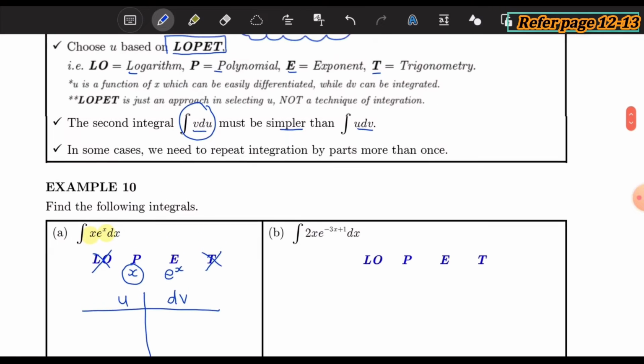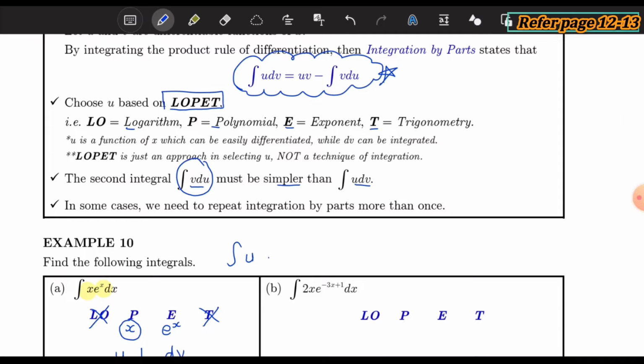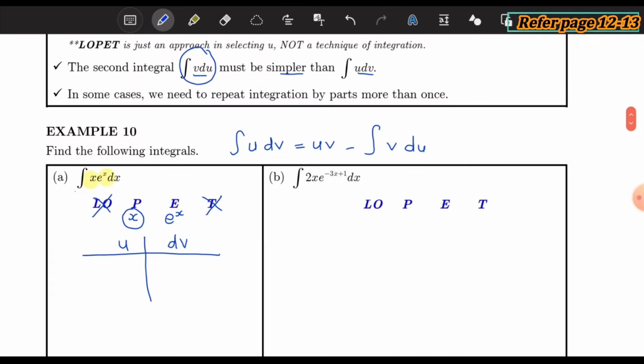Okay. Back to the formula, we have integral of u dv equals uv minus integral of v du. For the given integral here, one will be u and the rest will be your dv. So your u is x and your dv is exponent x dx. For u here, we have u equals x. So du/dx equals 1. Therefore, du equals dx.